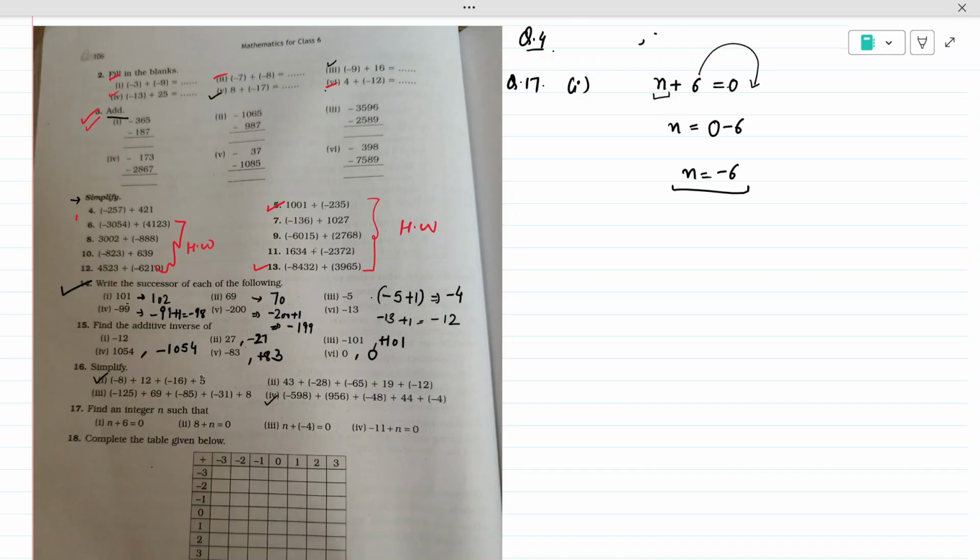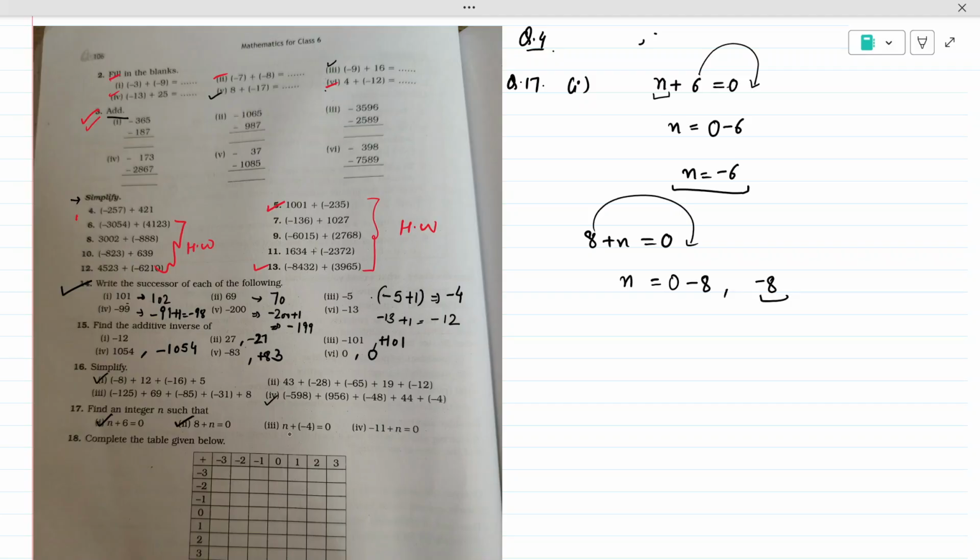Okay. Similarly, if we go to the second question, we have 8 plus n is equal to 0. We have to find the value of n. We will keep n here and we will move this 8 to the right. So it will become 0 minus 8. So the answer is minus 8.